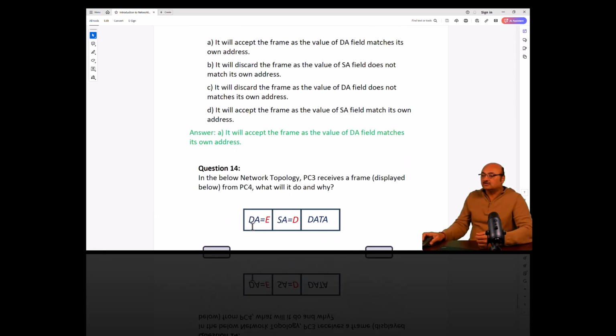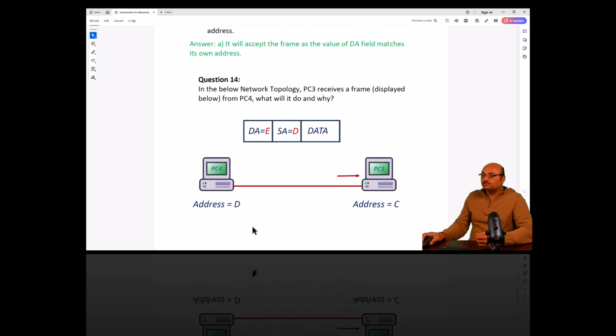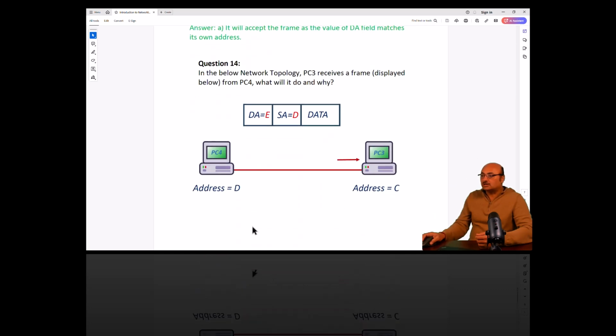And finally, the last question. In the below topology, again a similar depiction is shown here. DA is equal to E. PC3 receives it and checks the value of DA, which is E. It tries to match it with its own MAC address, which is C. E is not equal to C, so the frame is definitely not intended for it, and it drops it.